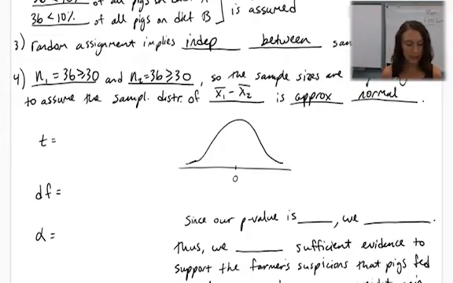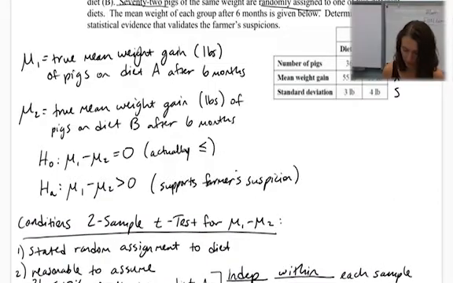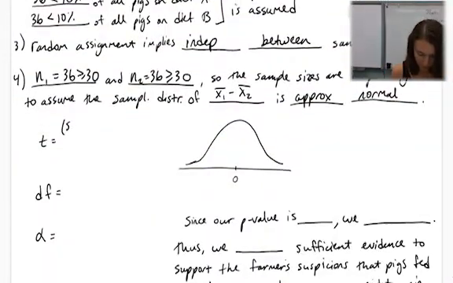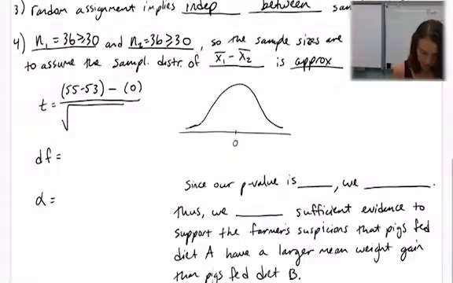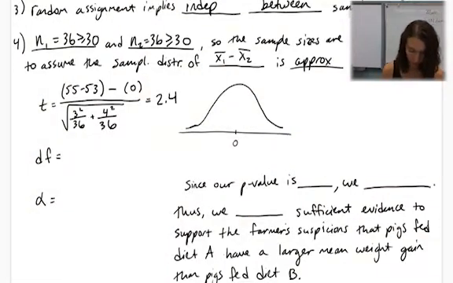So the t distribution, we're going to have the difference of our sample means. So kind of go back up here. My sample mean x bar sub 1 was 55. The other one is 53. So I'll have 55 minus 53 minus 0 from our null hypothesis divided by the square root of our standard deviations were 3 and 4. So 3 squared divided by 36 plus 4 squared divided by 36. And I can plug that in my calculator and I get 2.4.